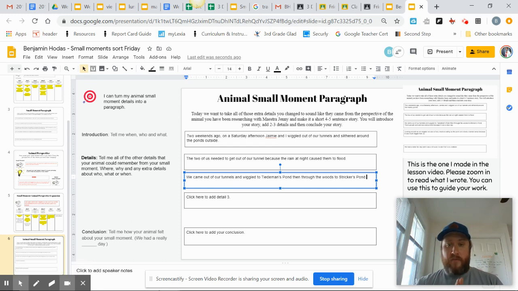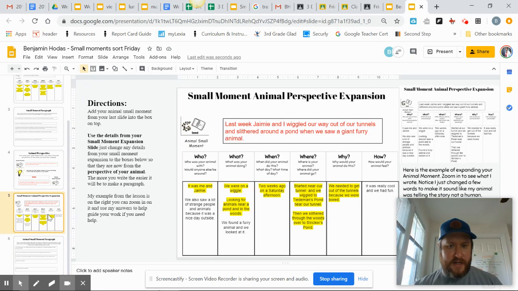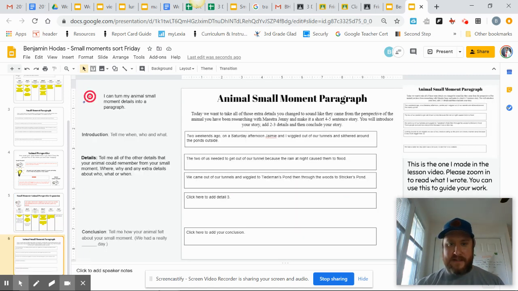All right, friends. Remember on my details page, I had said we started near our tunnel and we wiggled to Tiedemann's Pond near our tunnel. Then we slithered through the woods over to Stricker's Pond. But I wanted to make that into one complete sentence. I want to combine those two sentences. So that might sound something like this. We came out of our tunnels and wiggled to Tiedemann's Pond, then through the woods to Stricker's Pond. I took two sentences and I turned them into one complete sentence, okay?